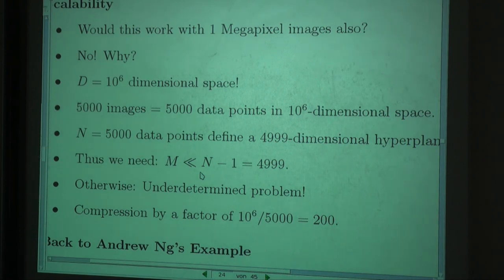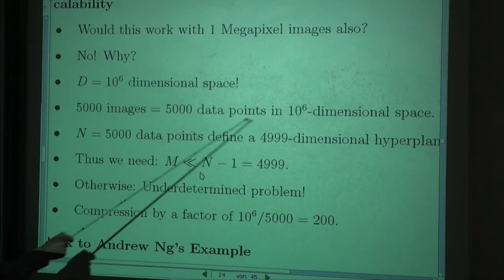With 1 megapixel, it's 1 million pixels. So we have a 1 million dimensional space. And we do have around 5,000 images. It's not realistic to have 5 million images. If you would have 5 million images, maybe it would work. But we do have 5,000 images. And this means we have 5,000 data points in our 1 million dimensional space.